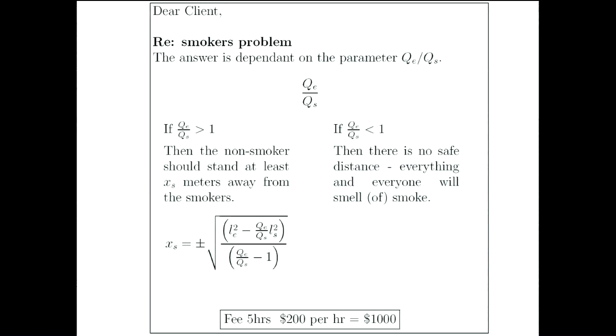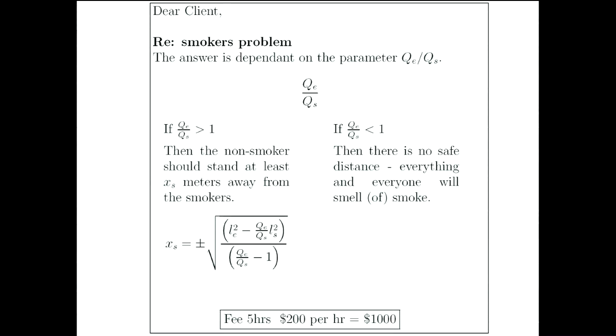Right, so now we know how to solve this smoker's problem. And in the future, when you're an engineer, this is a potential job for you. And all you have to do is reply to your client and tell them that if I do not want the bystander to get smoke, all I have to do is change this parameter Qe over Qs, which is the strength of the exhaust to the strength of the source, the smoker.